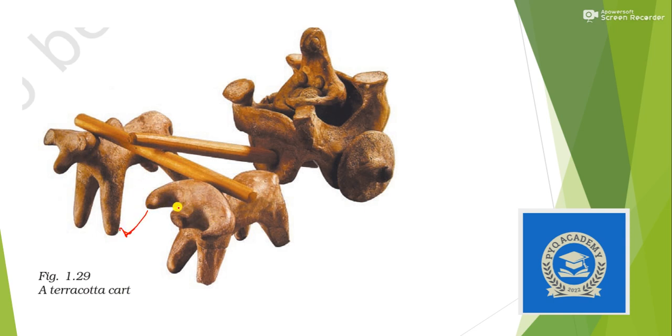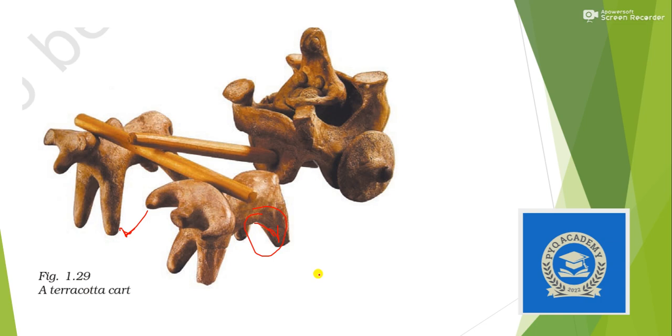That means it suggests that the bullock cart was a means of transport at that time. Okay, next, this image suggests that some people were buried with some articles, such as spots or anything else. Okay, so I hope I'm clear.